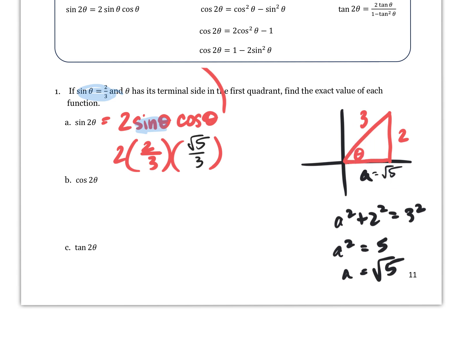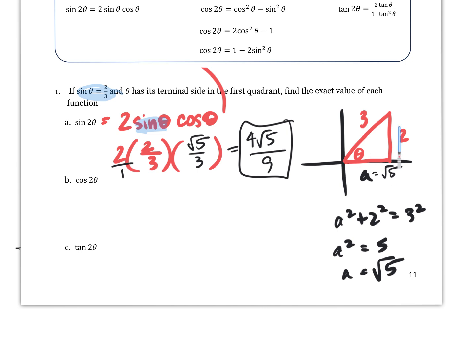Now let's multiply them up. This 2 is really over 1, so let's multiply everything on top across. 2 times 2 is 4, times that root 5 is just going to get me 4 root 5. On the bottom, 1 times 3 times 3 is 9. Boom. We're done.